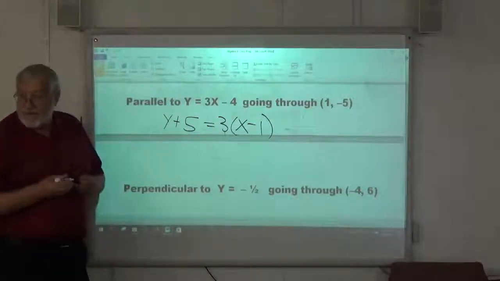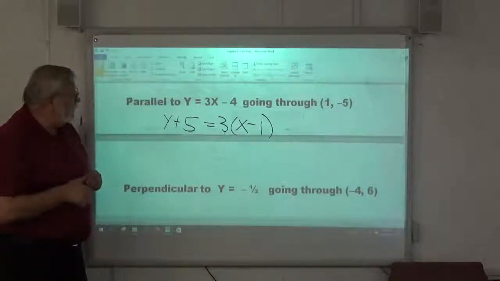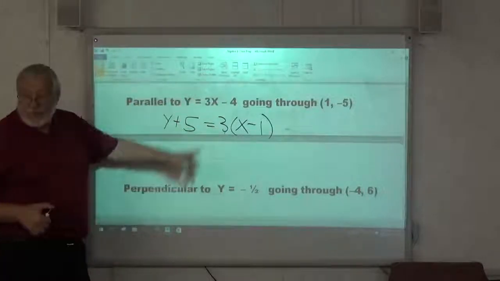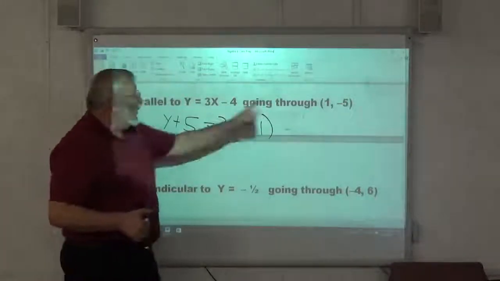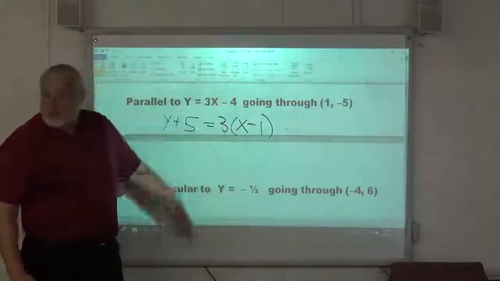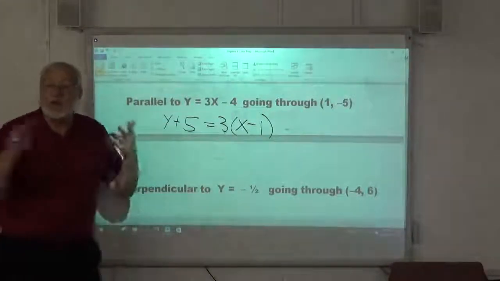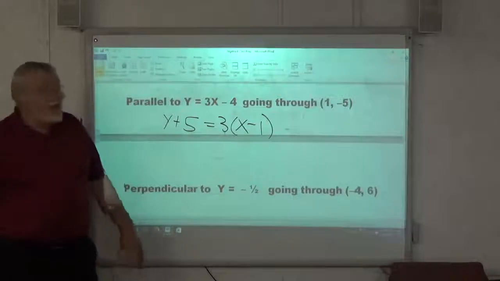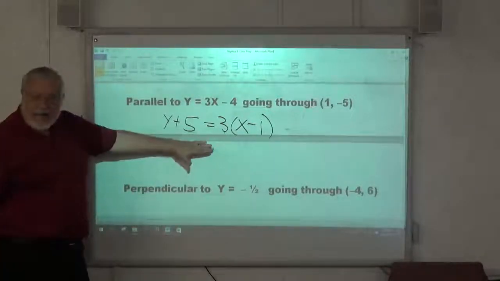Okay, what happens with the -4 then? I don't care about that. I'm not doing that. I'm doing a parallel line through this point. So I'm not going through the -4 at all. I'm going through a different one. Okay, so now let's get it.